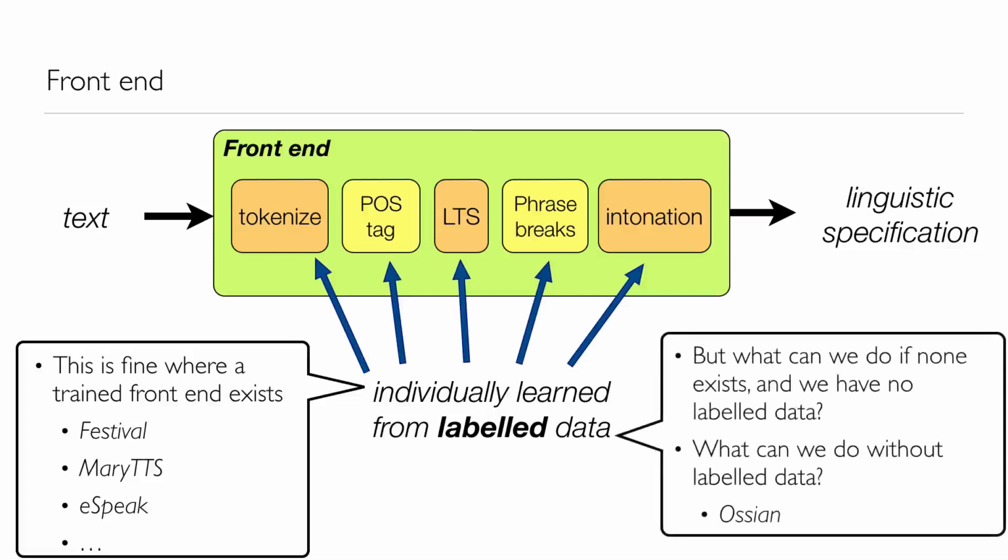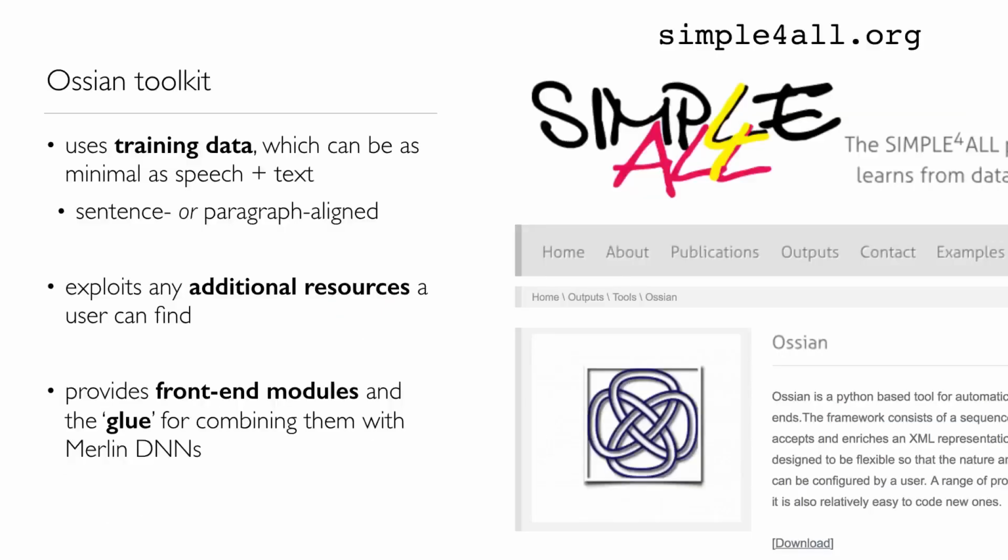So what can we do just with some text and speech data? What can we do without all the labeling? And so the toolkit I'm going to talk about now specifically is what we call Ossian. And you can find it here. That's a slightly old slide. There's been an update there with a pointer to the GitHub repository, where you'll find it alongside Merlin.